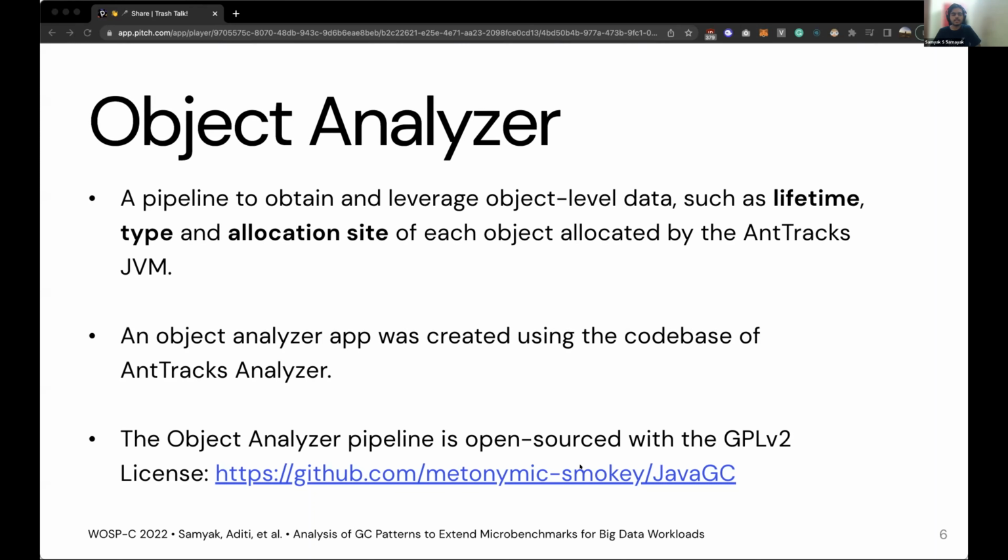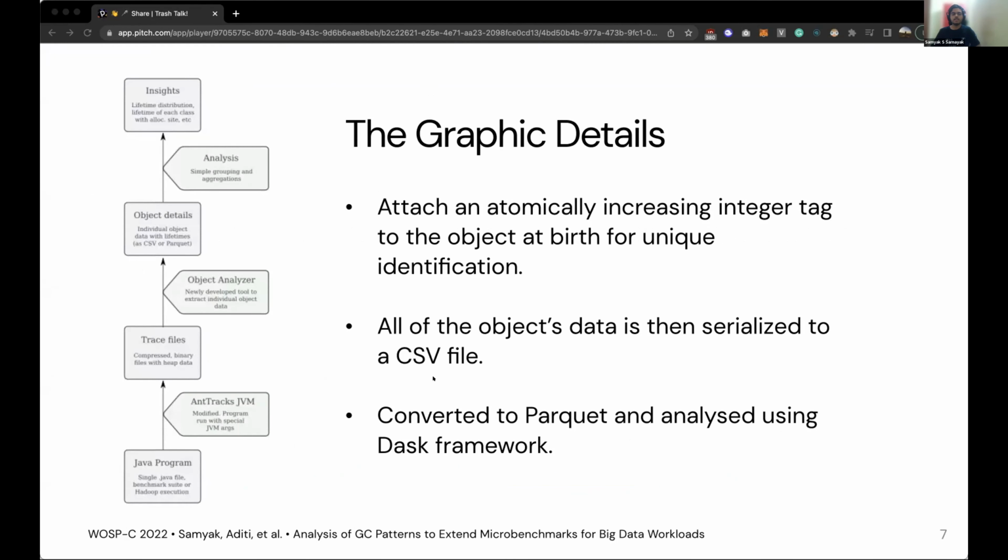This information is collected by a modified version of the Antrax JVM, and it's written to highly compressed trace files. The Analyzer app, which was created using Antrax Analyzer, then extracts this information into a Parquet file to make processing easier. This entire pipeline, along with the source code, is open sourced at the link given here. On the left, you can see the pipeline with three of its main stages: the Antrax JVM, the object analyzer, and finally the analysis of the generated data.